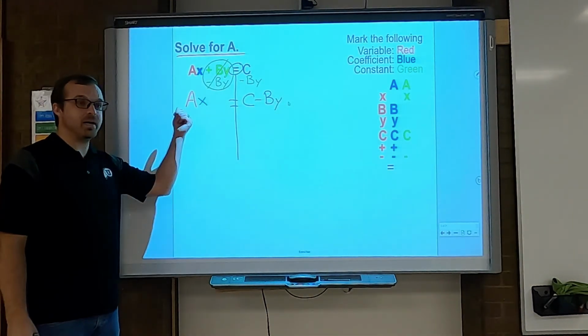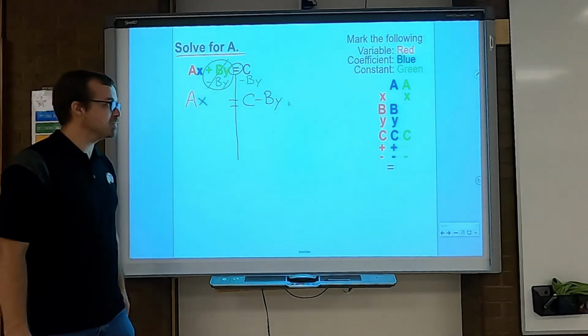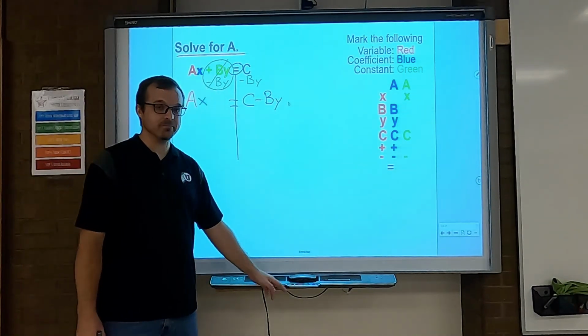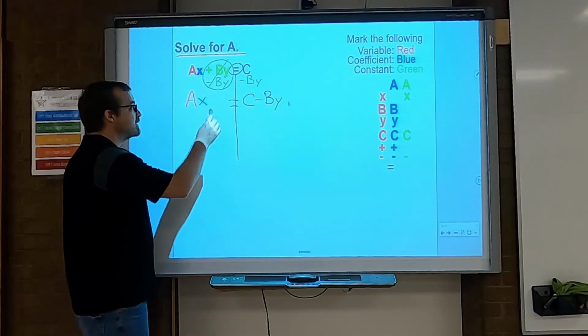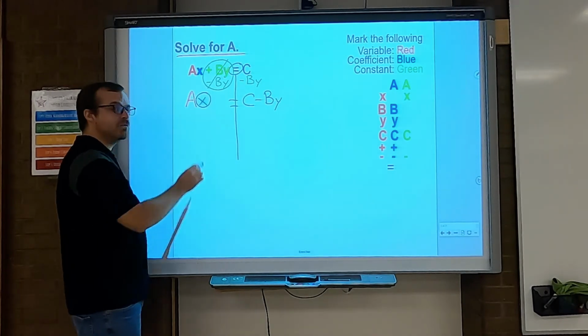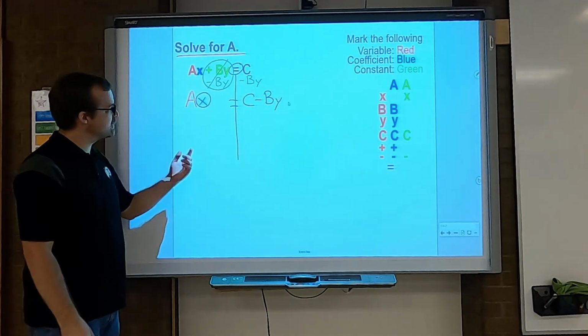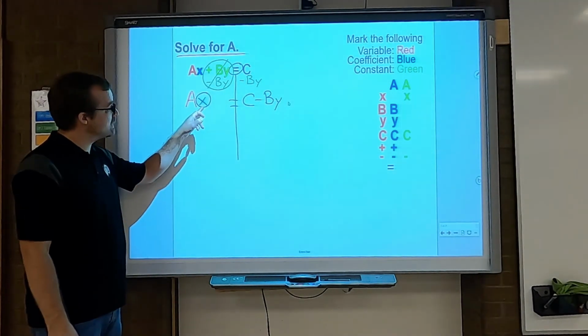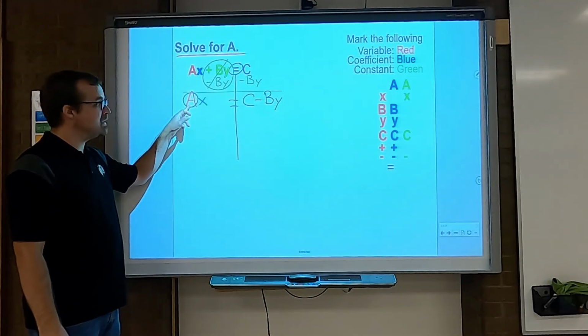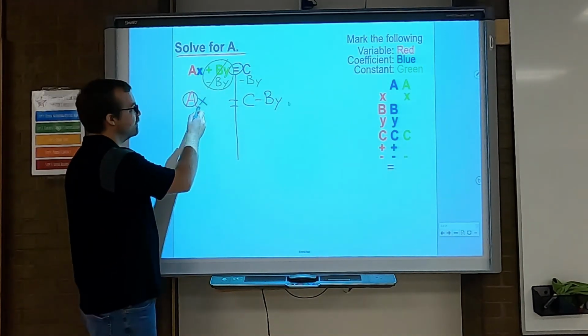Still got to get rid of my coefficient, but let's remember, what was the coefficient? X. This is where people make the mistake. They'll circle it thinking it's the variable. But x is not the variable. A is the variable, which makes x the coefficient.